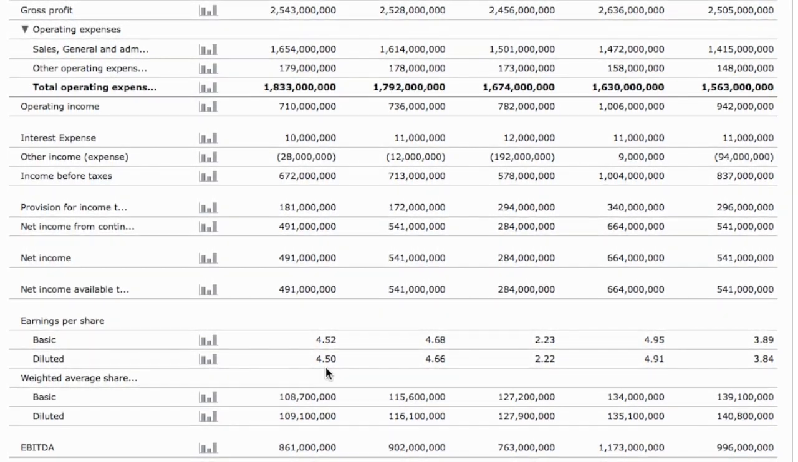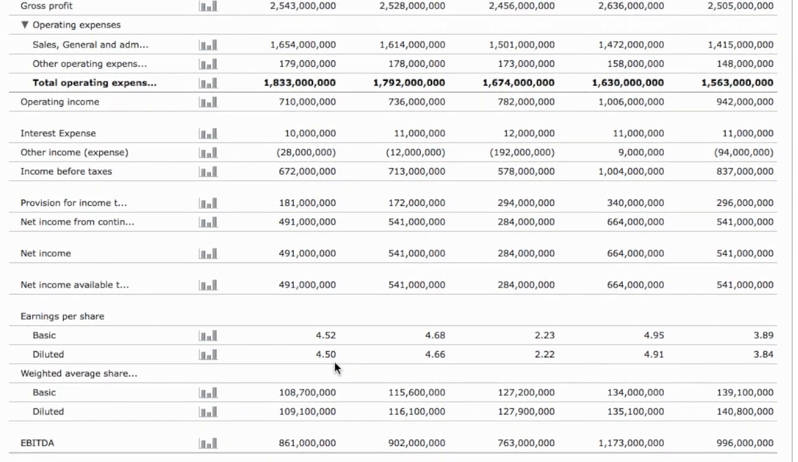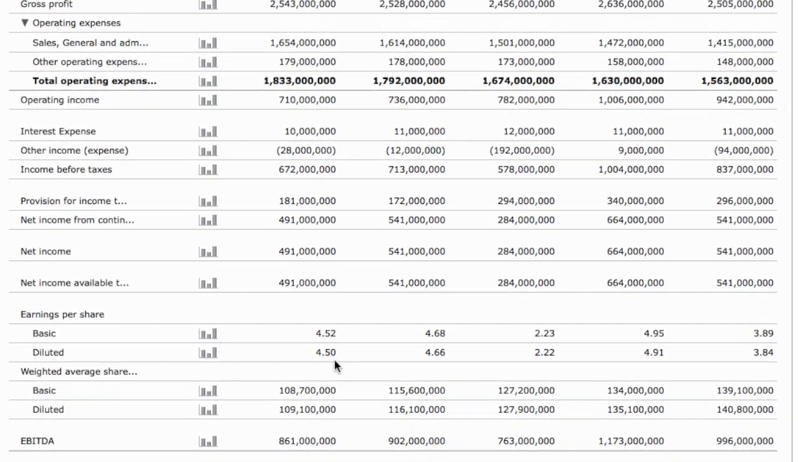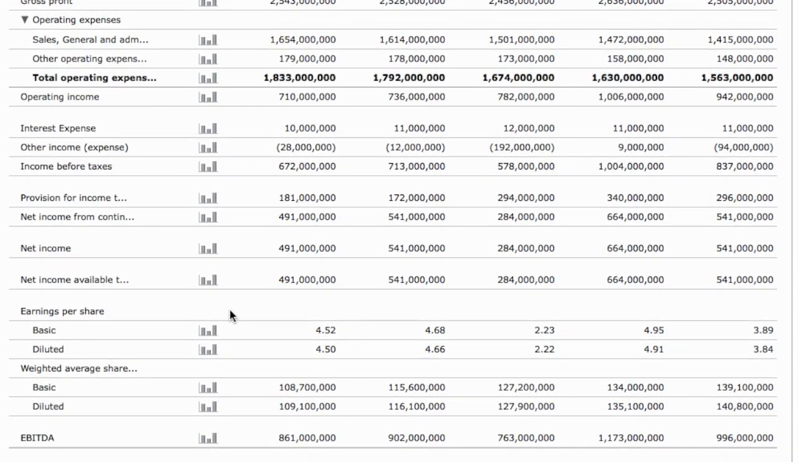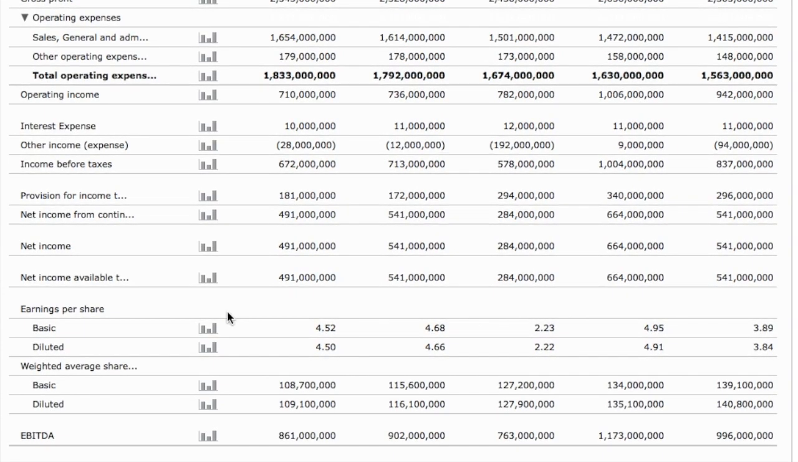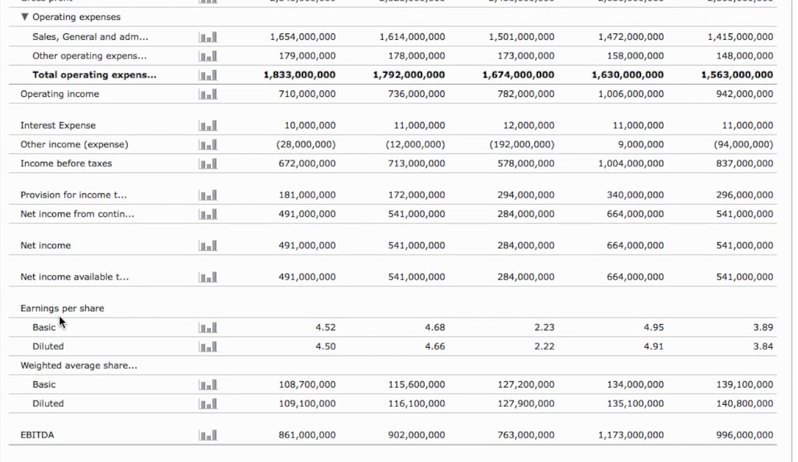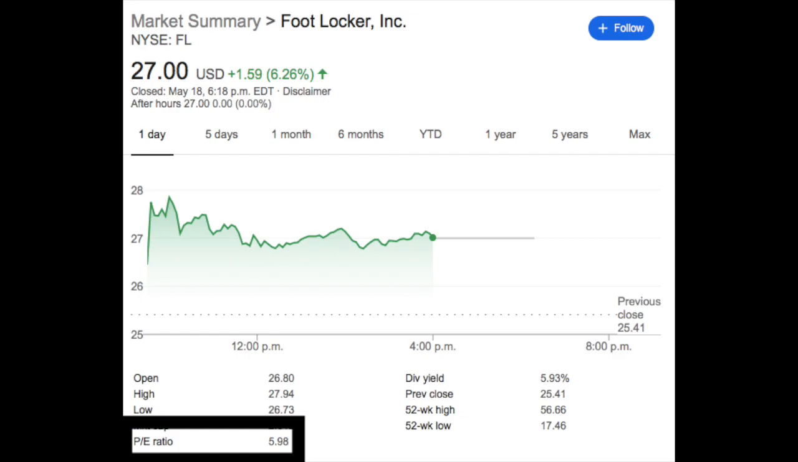Sometimes, investors use EPS and compare it to the price a company is currently trading at, which is called a PE ratio. And this is just one of the most widely used ratios in investing. To calculate it, you simply just need to divide the price of a stock by their earnings per share. In Foot Locker's case, their PE ratio is around 6, which hints that there isn't much growth being expected for the company in the future.